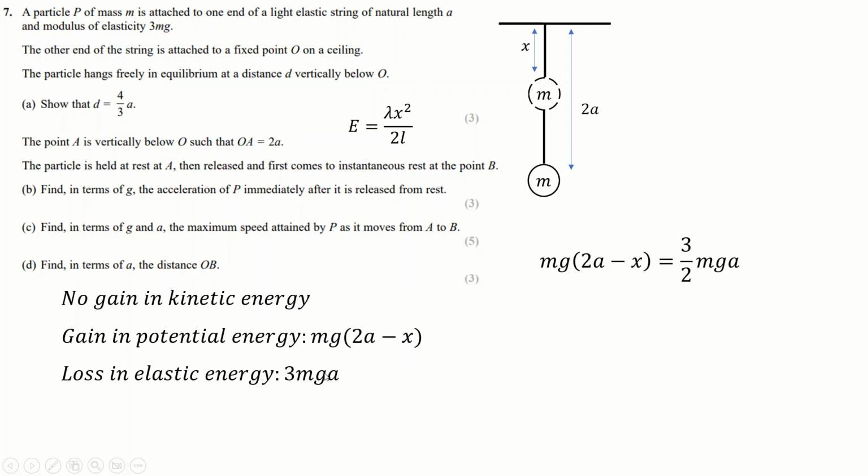So this gain in potential energy must be equal to the loss, which should be 3 over 2 in elastic energy. And we get this here times by 2. In fact, what have I even done here? Cancel out the mg's, of course, sorry, yeah. And then we can just move the x over here, move this over here, and we get x as a half a. And that will be the distance there.